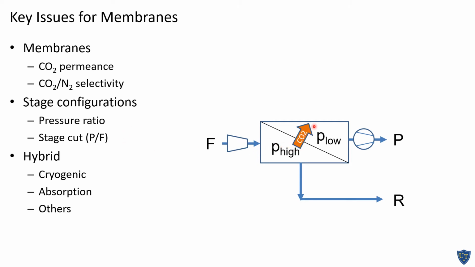Another factor is the stage cut. How much of the gas do we push across the membrane and collect as our permeate? The permeate is indeed the CO2 product that we're trying to recover and sequester. Finally, we're going to find that membranes by themselves are not quite capable of producing the desired purity and recovery. And so it's often found that membranes are used in a hybrid process, for instance, with a cryogenic condensation step, a liquefaction step that allows you to meet those targets. You can also combine this with other processes, absorption and adsorption.